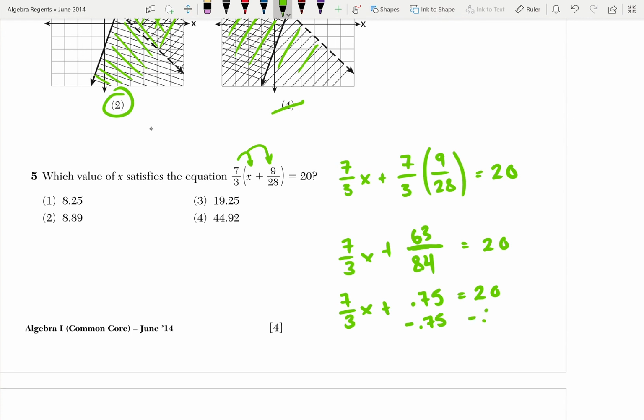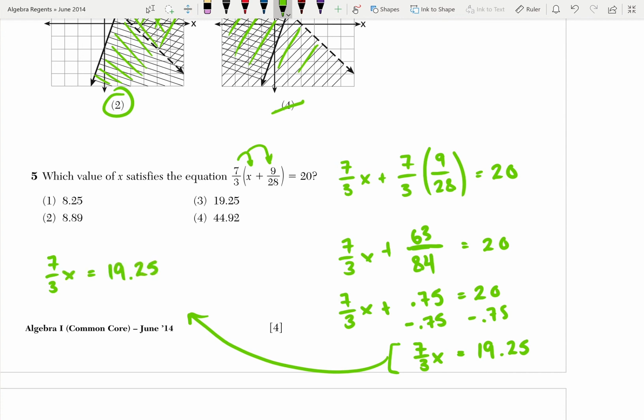So when we subtract 0.75 from both sides, we get 7 over 3x is equal to 19.25. Let me just bring this over here, rewriting the same thing so we can continue to work on it. In order to finally get x by itself, we can multiply by the reciprocal of 7 over 3. The reciprocal is just that fraction with numerator and denominator inverted. So the reciprocal here would be 3 over 7. We multiply both sides by 3 over 7.